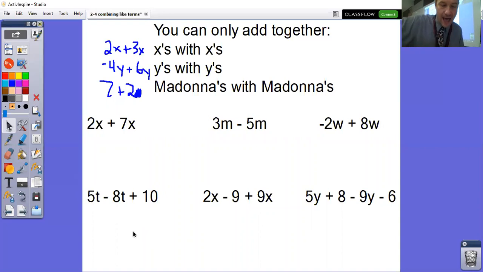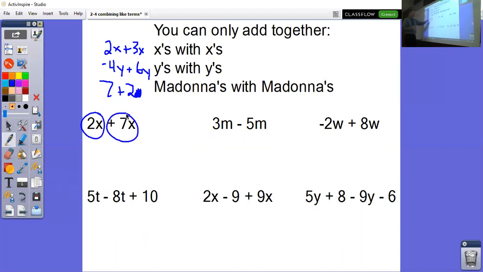So taking a look at these ones, and I'm going to go up to the board. These are all examples of combining like terms. We can add together the 2X and the 7X because they have the same last name. What I like to do is circle it. And when you circle it, make sure that you circle the symbol that's in front of it. That's why I circled that plus sign, because that's really a positive 7.